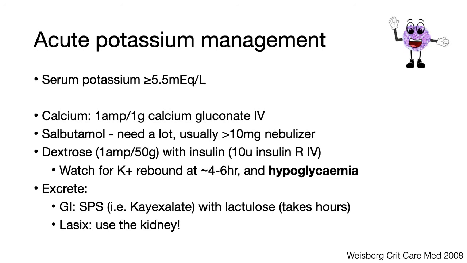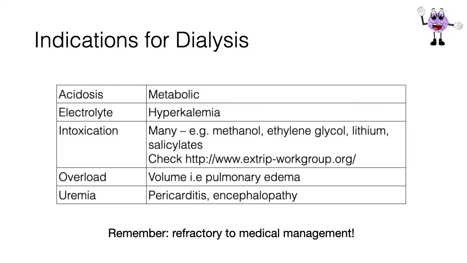One of the things that you can do is actually to use the kidney itself. If the patient is still making urine and there are no contraindications to diuretics, a good dose of Lasix can quickly get out some of that potassium through the urinary system.